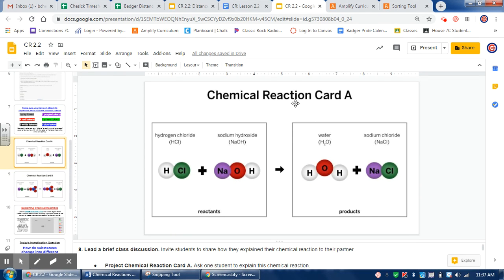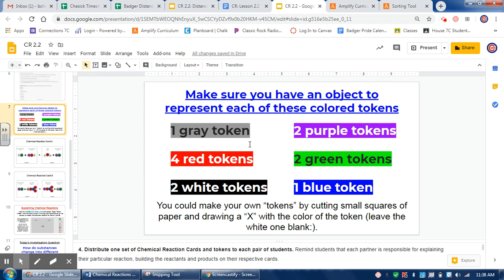If you were to use chemical reaction card A, you're going to need 2 white, you're going to need a green atom, you'll need a red atom, and you'll need a purple atom. Okay, and kind of the idea behind this is you can use anything that you want to represent these colors. You just have to make your own key.